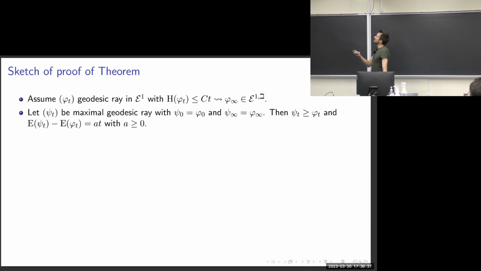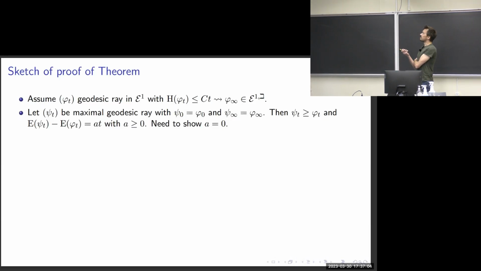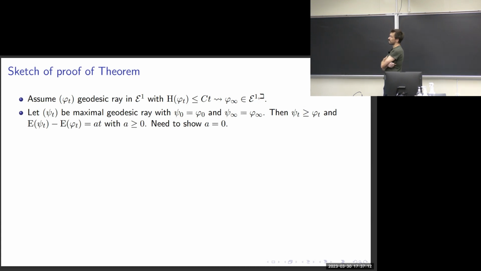And the terminology of maximality is not completely for free. I mean, they are really maximal in some sense. They correspond to some Perron envelope construction. So psi t here will be greater than the given ray phi t. And you also have some information about the energy. Well, we know that the energy is linear anyway for geodesics. And what you need to show is that, in fact, the energies are equal. So I denote the difference of the energies, a linear function that vanishes at zero, A times t, and you want to show that A is zero.